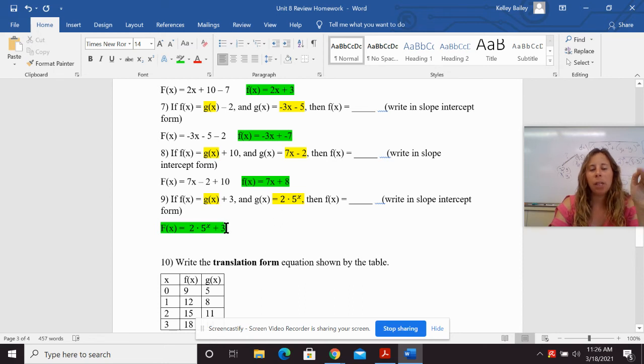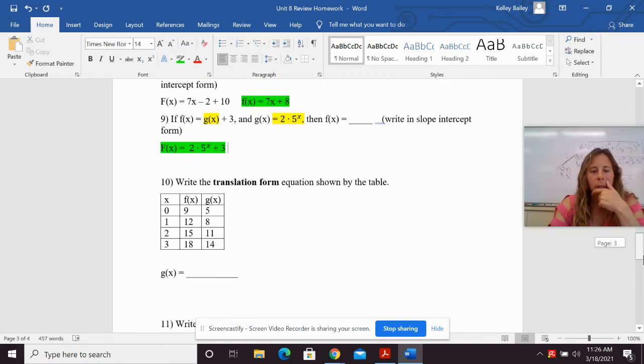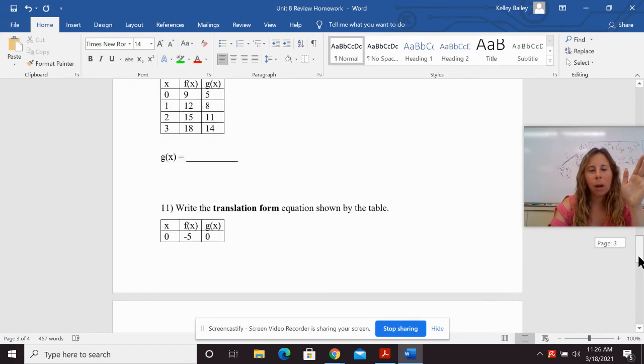So this graph is being shifted up 3. Being translated vertically up 3. All right. We're almost done. We're almost done.